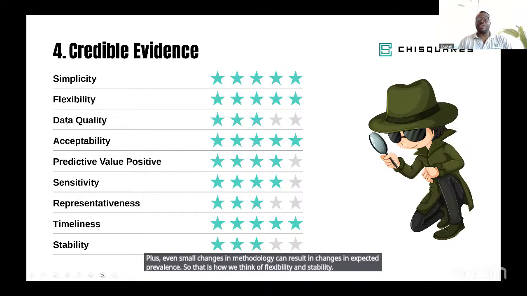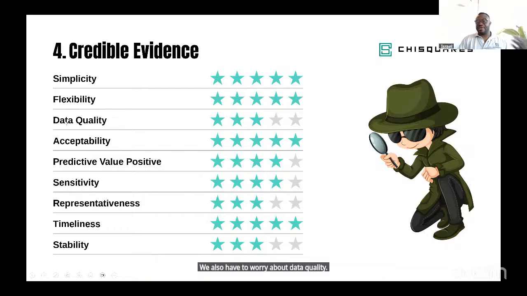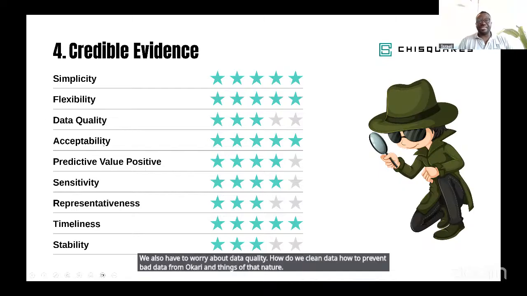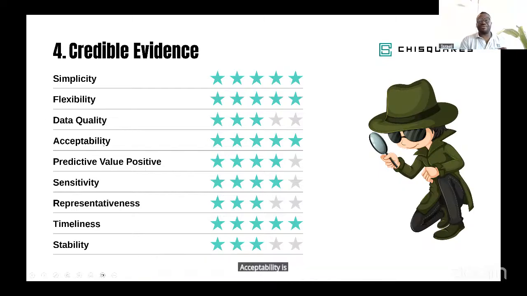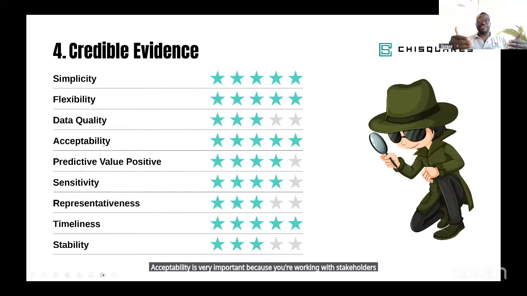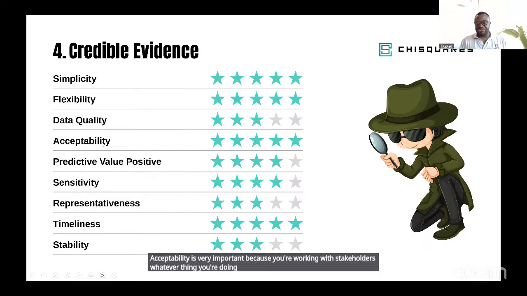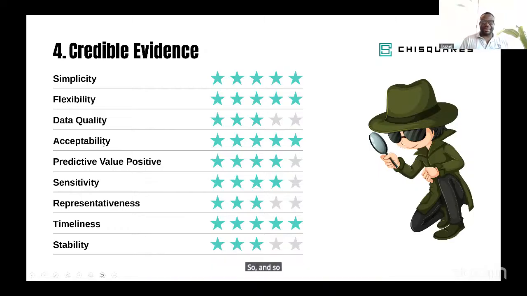We also have to worry about data quality. How do we clean data? How do we prevent bad data from occurring? And things of that nature. Acceptability is very important because you're working with stakeholders. Whatever thing you're doing has to be culturally acceptable to them, so that you can get their buy-in. Predictive value positive and sensitivity are also very important in terms of the accuracy of a surveillance system.